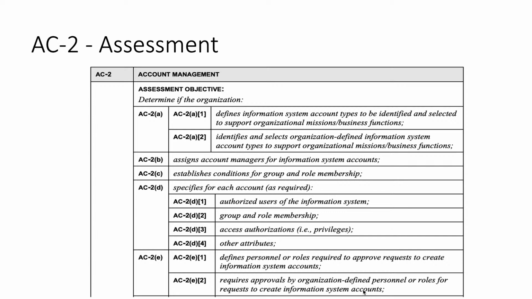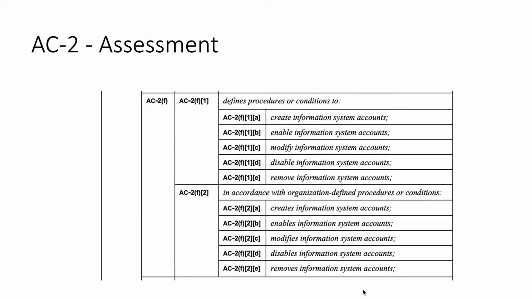So we didn't really cover that in the control, but we defined the personnel that have to approve it, and we're requiring it. So show me as an assessor, I'm going to say, show me where you require approval. I've got a user named Tom Johnson. Show me where his account was approved. Show me a document, show me an email, show me a record somewhere that proves that there was a required approval before this account was created, right?